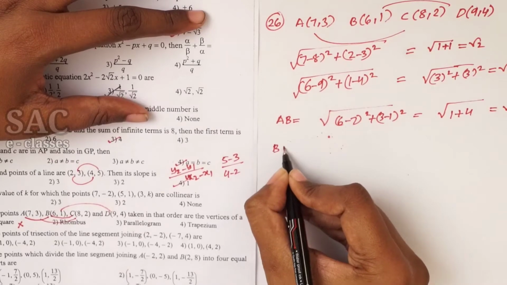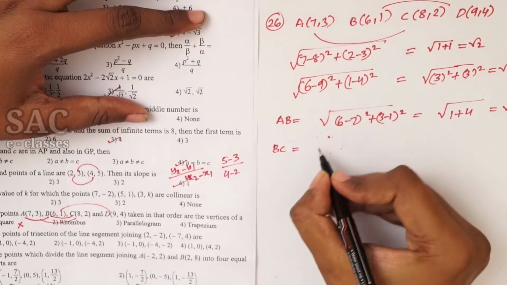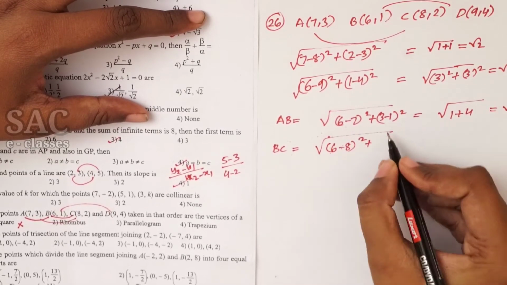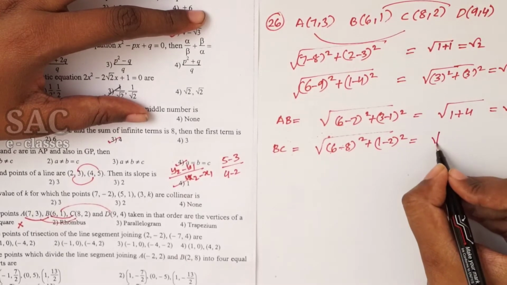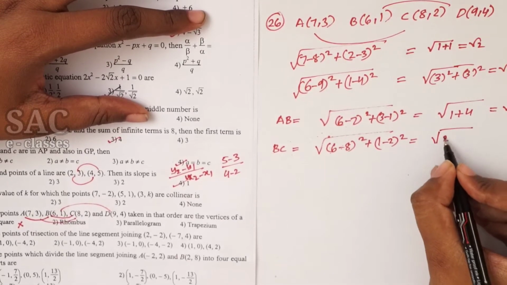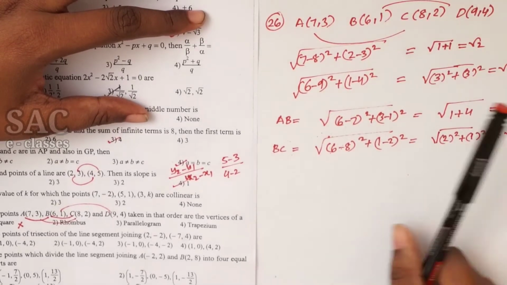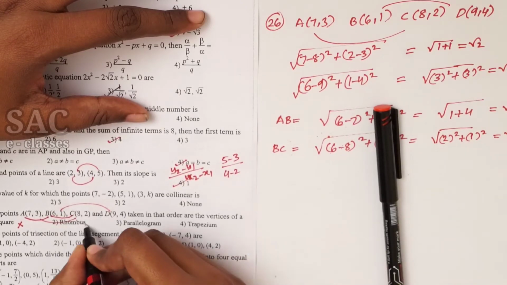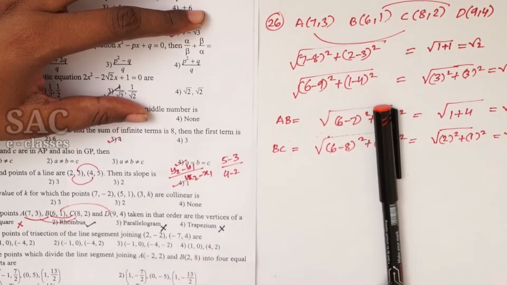Coming to the BC value: (6 minus 8) whole square plus (1 minus 2) whole square, which is equal to root over 2 square plus 1 square will give you root 5. Adjacent sides are equal and the diagonals are not equal, so it is a rhombus. If adjacent sides are not equal, it is a parallelogram or trapezium.